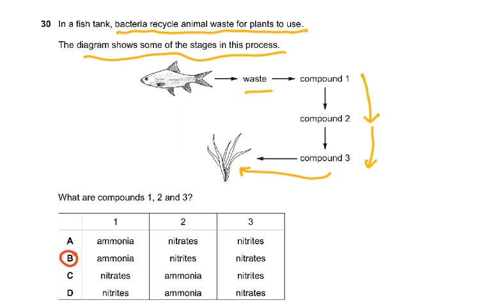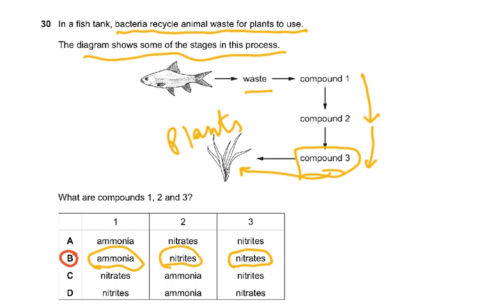Ammonia, nitrites, and nitrates. Basically, the plants can only absorb nitrates, so compound 3 had to be nitrates because it's taken up by plants. So it could have been this or this, and then of course compound 1 had to be ammonia. Ammonia to nitrites. This is nitrifying bacteria. If you just revise the nitrogen cycle, you would know what you're talking about. So ammonia to nitrites, nitrites to nitrates.